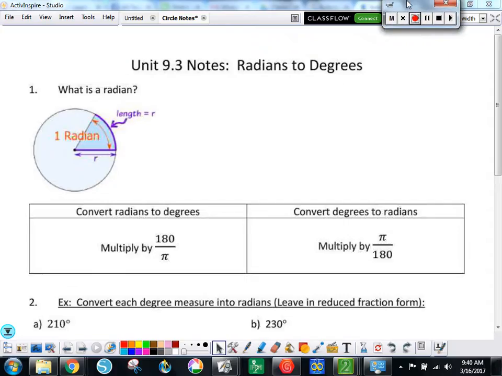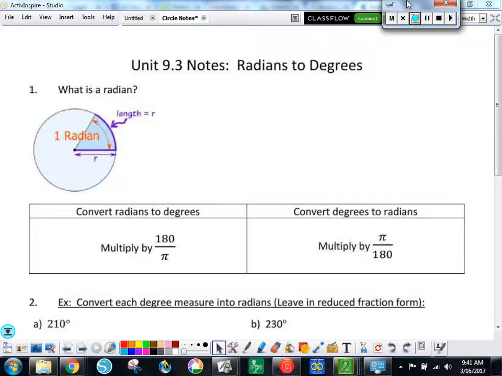All right, so today we're doing almost the exact same thing as what we did yesterday. There are two different ways to measure the angle inside the circle. The first is degrees. That's what we did last time. That's what's most familiar to us. The next one is radians.